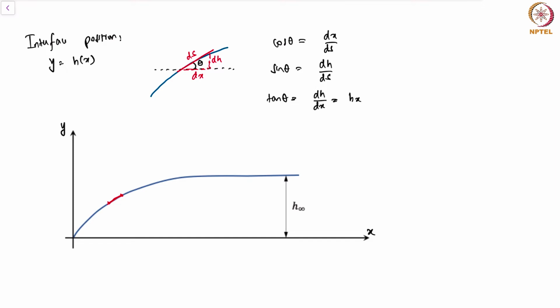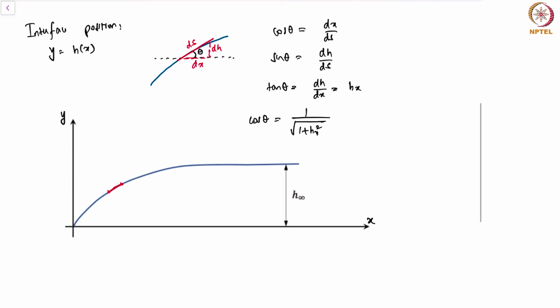We can further also write cosine of theta as 1 by square root of 1 plus h_x square. We have seen this a few times. Now we will use some of these results, some of these relations. Now let's consider a large puddle.